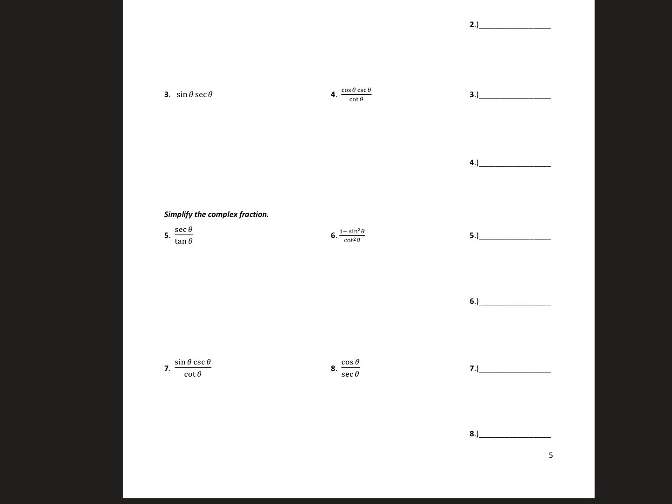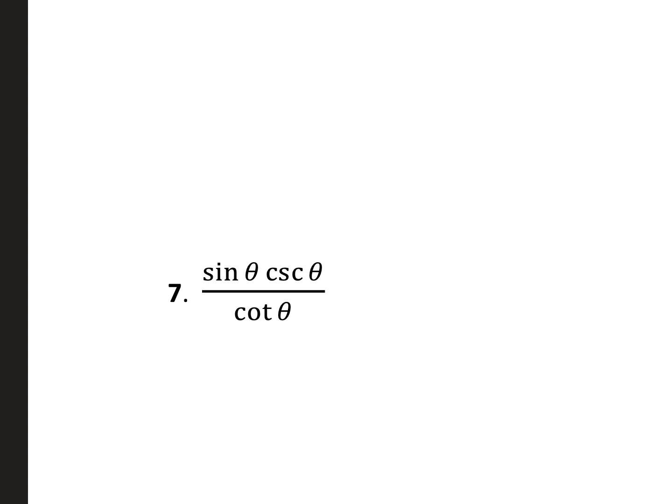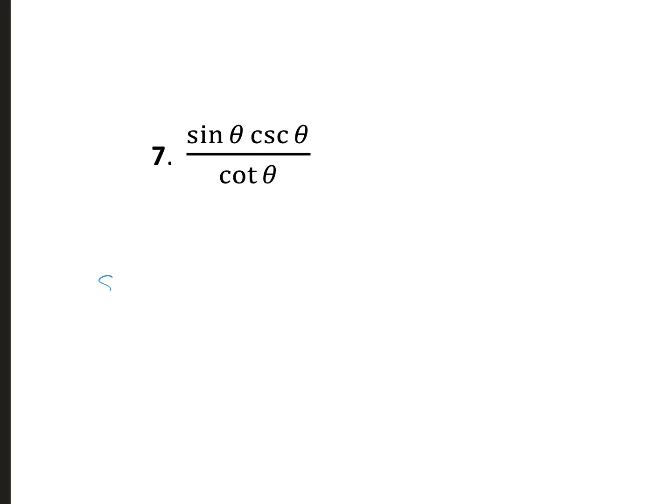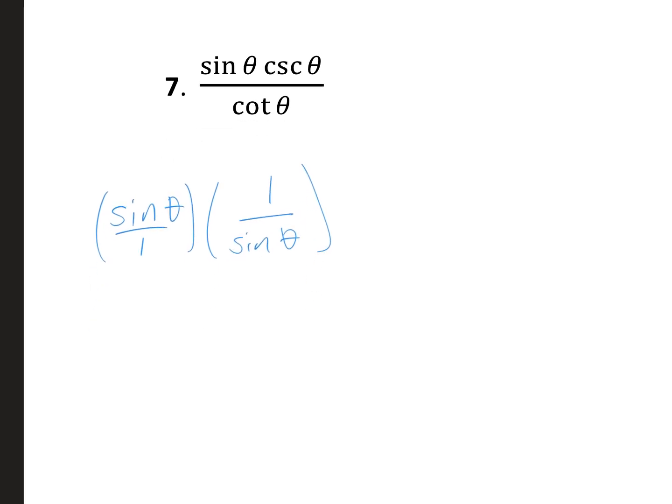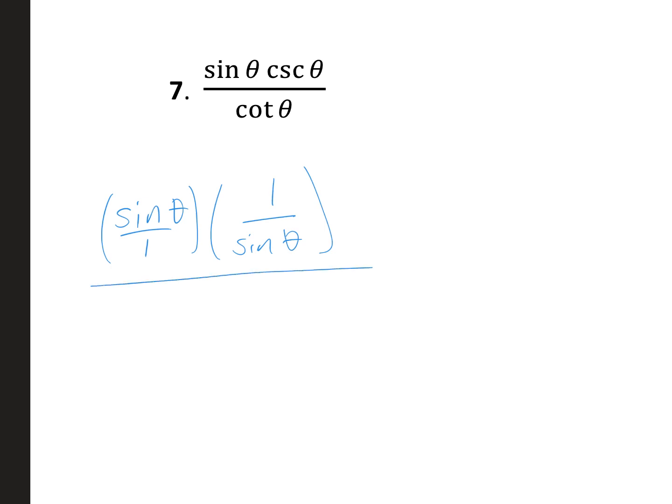How about 7? Again, there's no plus or minus, right? So this is easy. I'm going to keep it as sine theta over 1. What am I going to change cosecant to? 1 over what? 1 over sine. Okay. You guys with me? All right, what am I going to change cotangent to? Cosine over sine.